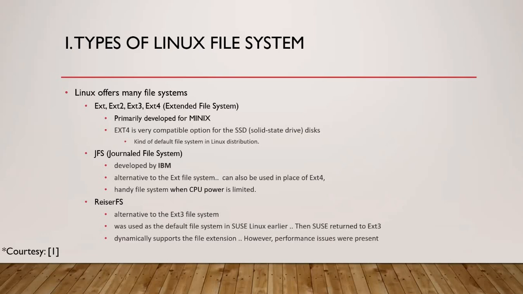So as you can see here, it is written that SUSE is a distro of Linux. In the SUSE distro of Linux, ext3 compatible ReiserFS was used. But later, due to its performance drawbacks, SUSE returned back to ext3. And after some period of time, ext4 came as an improved version of ext3. So definitely it was adopted as the default file system. Dynamic support was available for file extension in that file system, but ultimately the performance was not that good. So that's why again we came back to ext4.